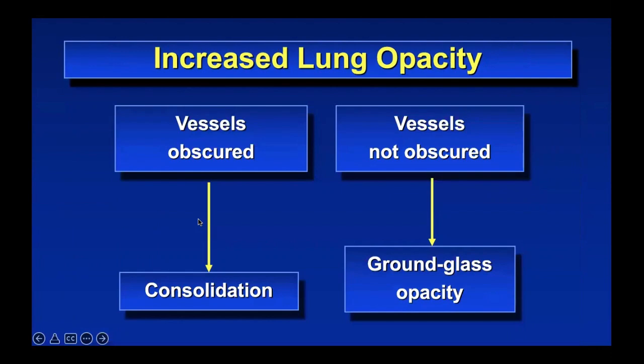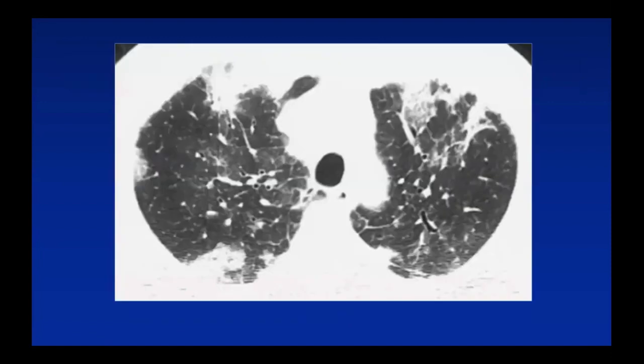Okay, so now let's move on to CT for the rest of the talk. And I'm going to talk about increased and heterogeneous lung opacity. So let's start with increased opacity. If the vessels are obscured on a CT scan, that's called consolidation. If the vessels are not obscured by the opacity, that's called ground glass opacity. So that's an important distinction because the two different opacities will give us different differential diagnoses.